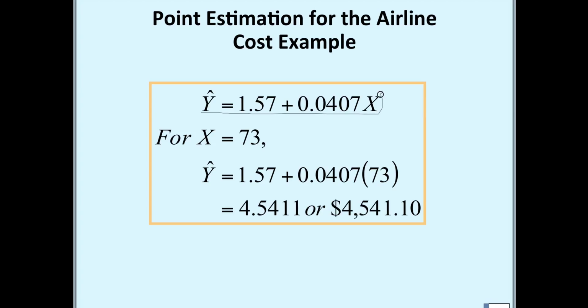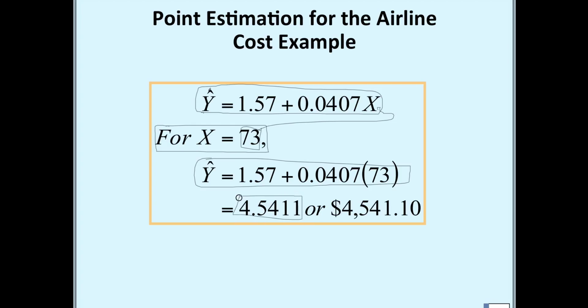That was our regression model on our airline model. Our prediction was 1.57 plus 0.0407x. So let's say we want to predict how much cost on average we will have if we have 73 passengers. What you need to do is just replace x with 73. So y hat will be 1.57 plus 0.0407 times 73. So our prediction will be 4.5411, which is $4,541.10.